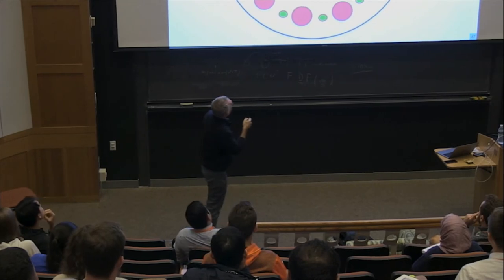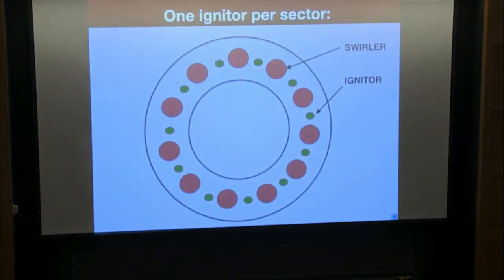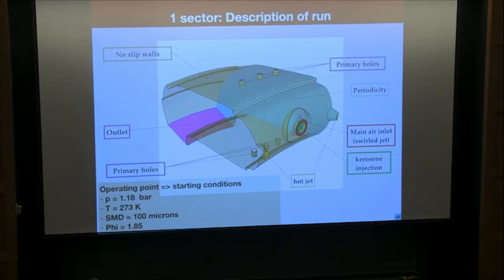That really means that we believe that in a real engine, we would have this situation. One swirler, one igniter, one swirler, one igniter, etc. So the simulation then can be done in the periodic domain. You will see here the injection of air and kerosene, and here you will see the injection of hot gases.